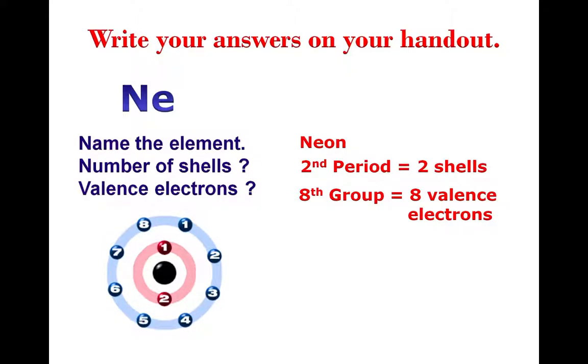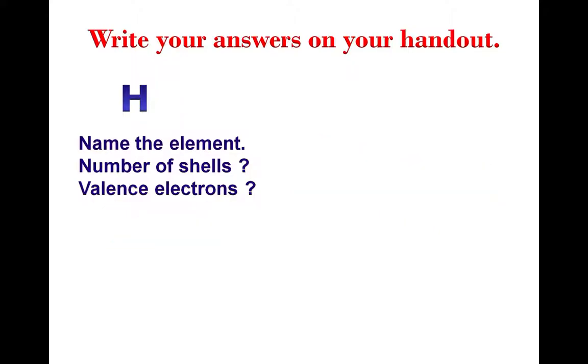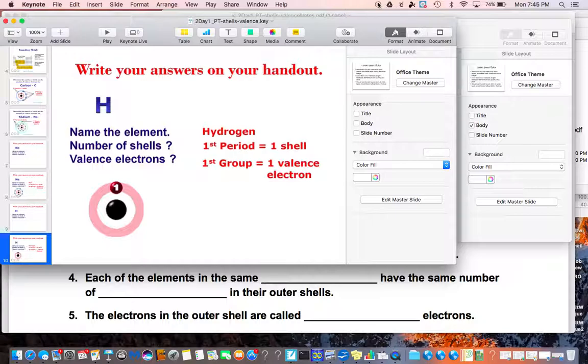So this is what neon would look like. We would have two shells, so two orbits outside of the nucleus. On the first orbit, we have 2, and on the second orbit, because it's found in the 8th group, it has 8 valence electrons. Now, it has a total of 10, because neon has an atomic number of 10, so that's 10 protons, 10 neutrons. However, 8 valence electrons, so 8 in the outside shell. All right, so I want you guys to try the rest of them on your own. So that concludes the podcast for valence electrons.